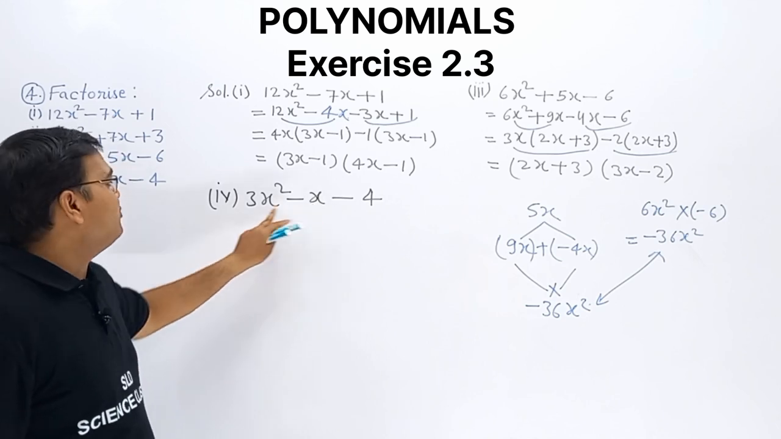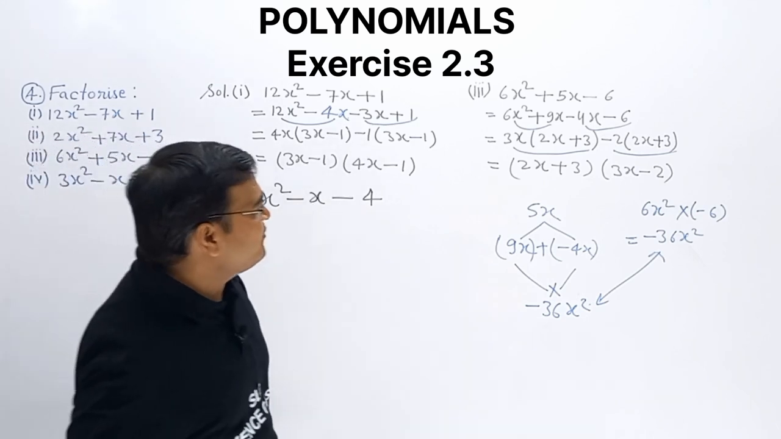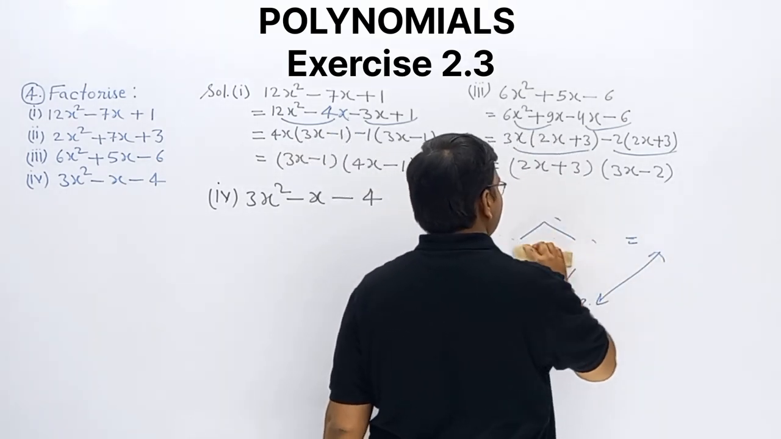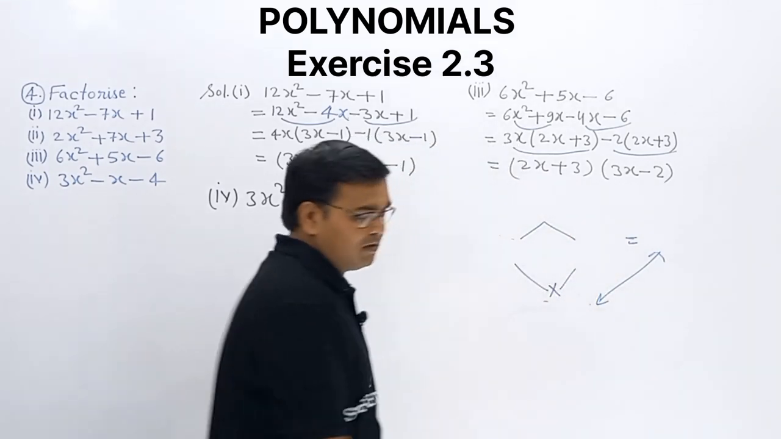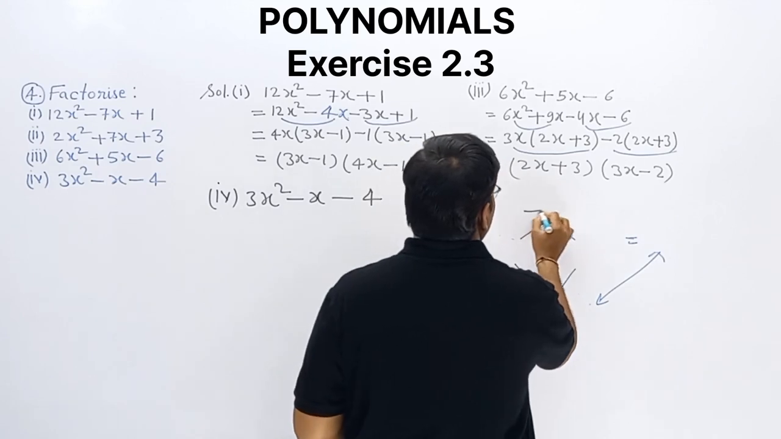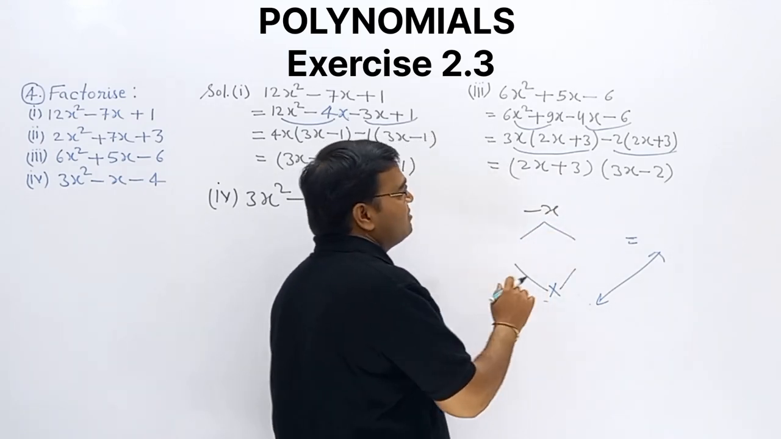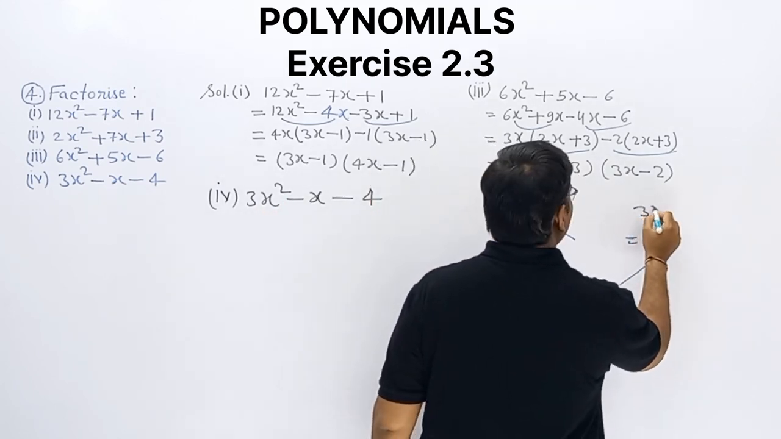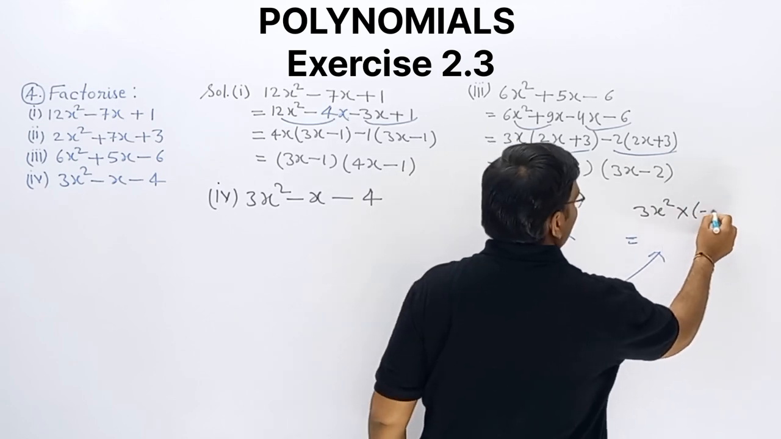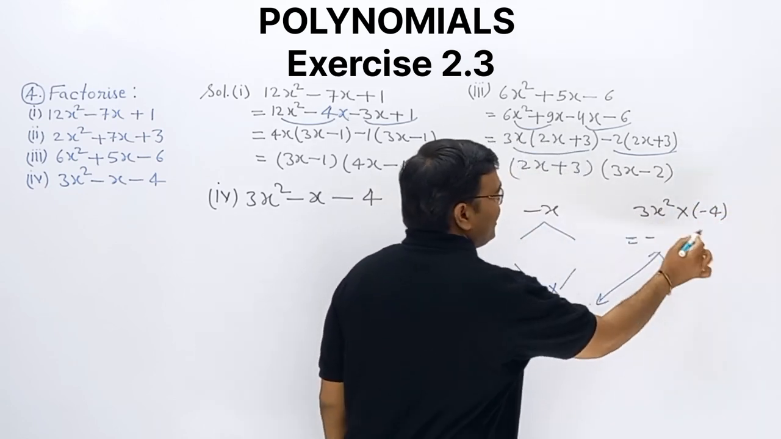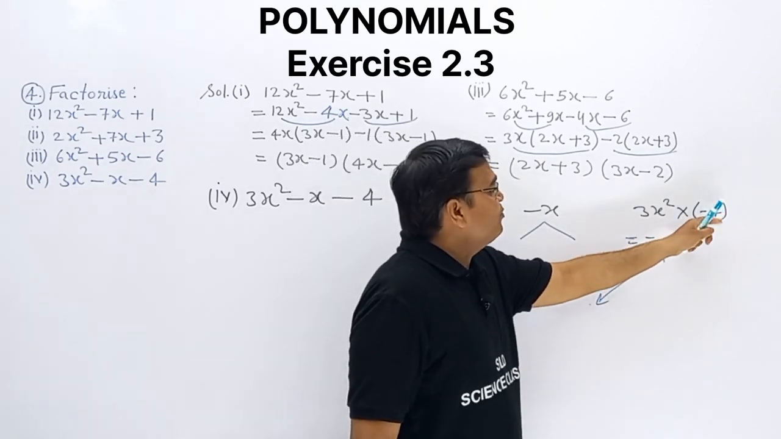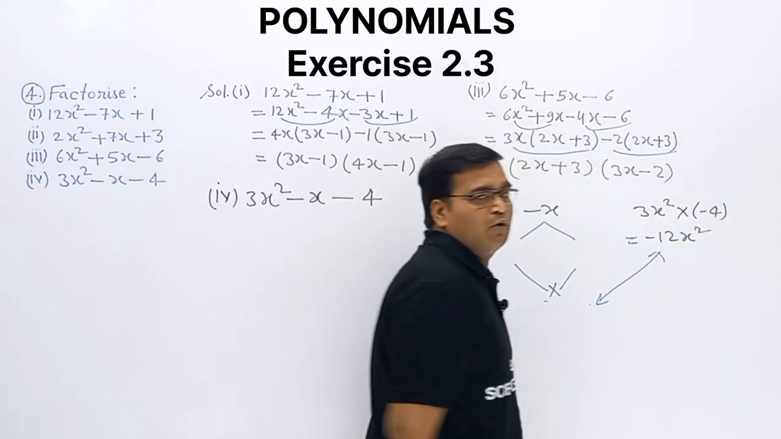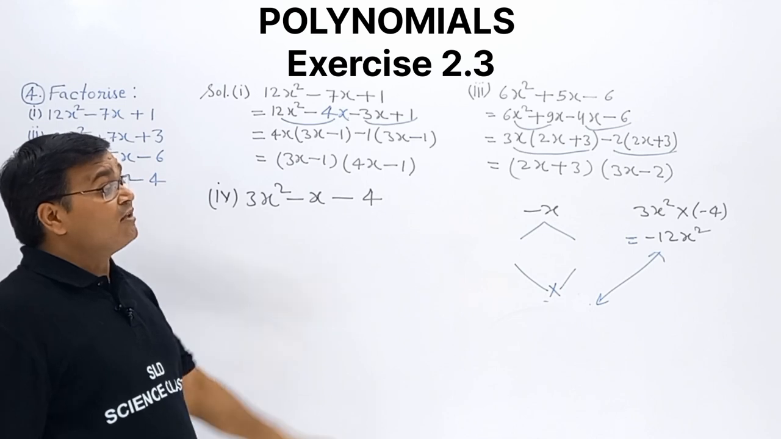The sum should be minus x and the product should be the product of the first and last terms. I am writing it there. The middle term is minus x. We will split this into two parts. The first term is 3x square and the last term is minus 4. The product is plus into minus, minus. Minus 4 into 3, 4 threes are 12, 12x square. This is the product.